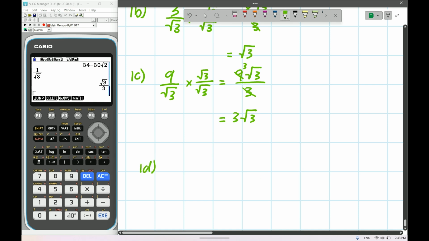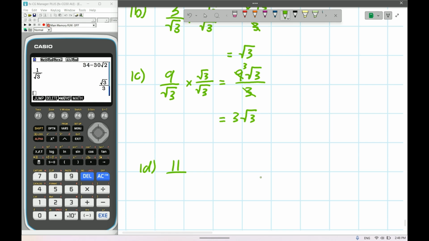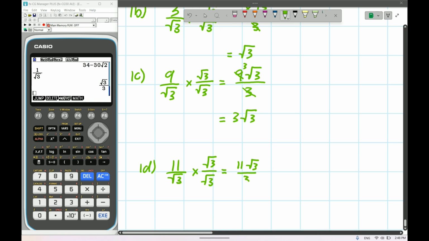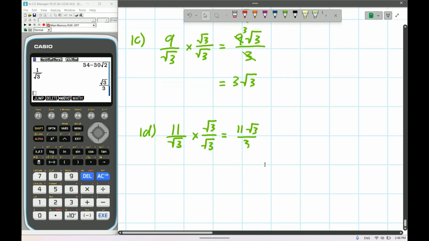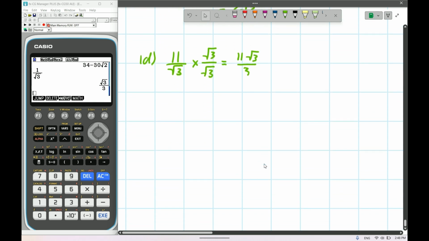Okay, 1D. So you got 11 over 11 root 3. Once again, same kind of deal. You want to multiply that by root 3 over 3. So the top will become 11 root 3, and the bottom will just become root 3 times root 3. We'll just make it a 3 on the bottom. Cool. All right. And so these are the final answers that you would get in your textbook.